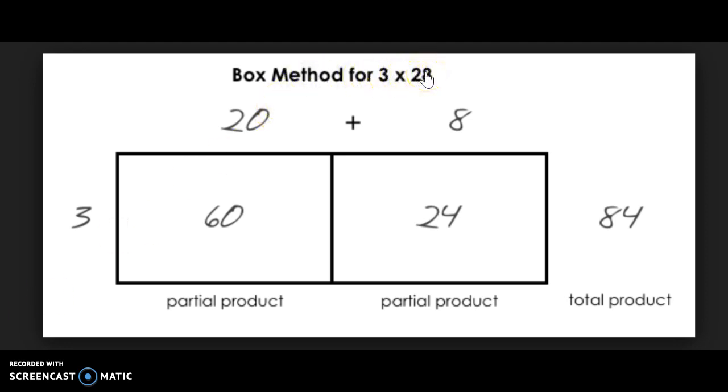times 28, and then you basically decompose or break the numbers apart into expanded form. So 28 is 20 plus 8, and then each number that you have gets its own box. So the 20 from 28 goes above one box, and the 8 goes above another. For this example, we're only multiplying by one digit, so there's only one box down.